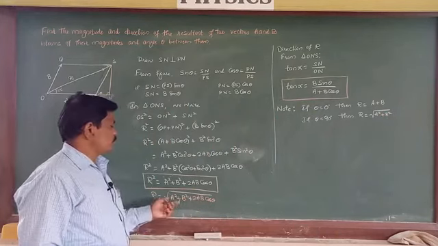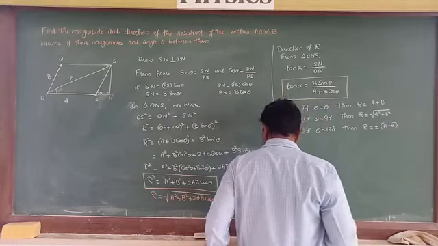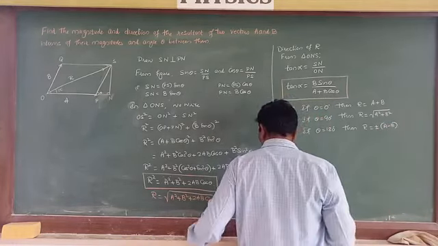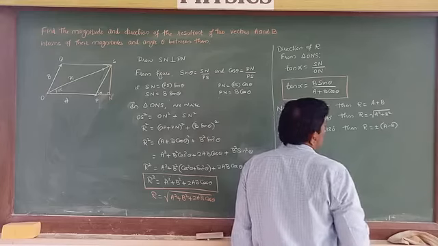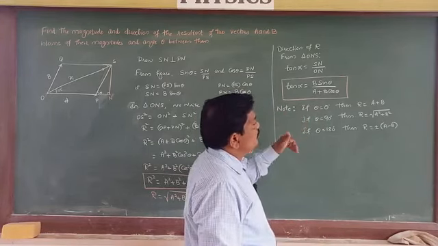Next, if theta equal to 180 degree, that is two vectors are in opposite direction, okay, then cos 180 value is minus 1, so A square plus B square minus 2AB, we can write it as A minus B whole square. So that is R equal to plus or minus A minus B. Or simply the magnitude of R is the difference of these two, and the direction of the resultant in this case is along the direction of the vector having more magnitude.